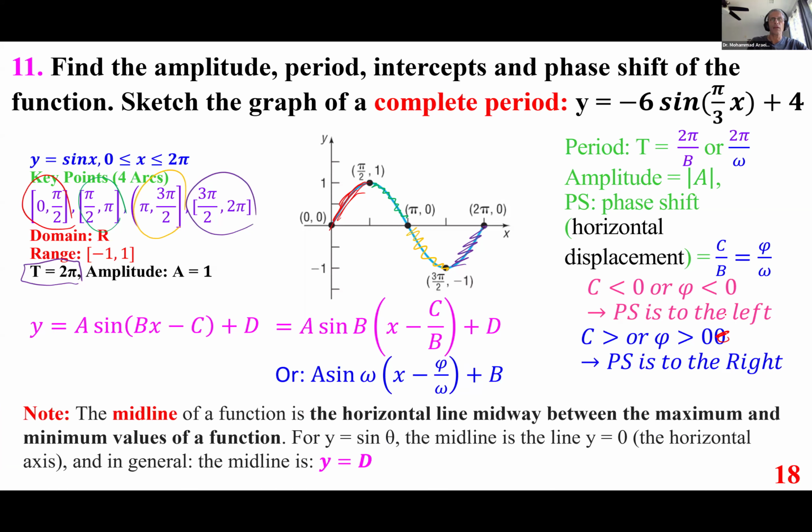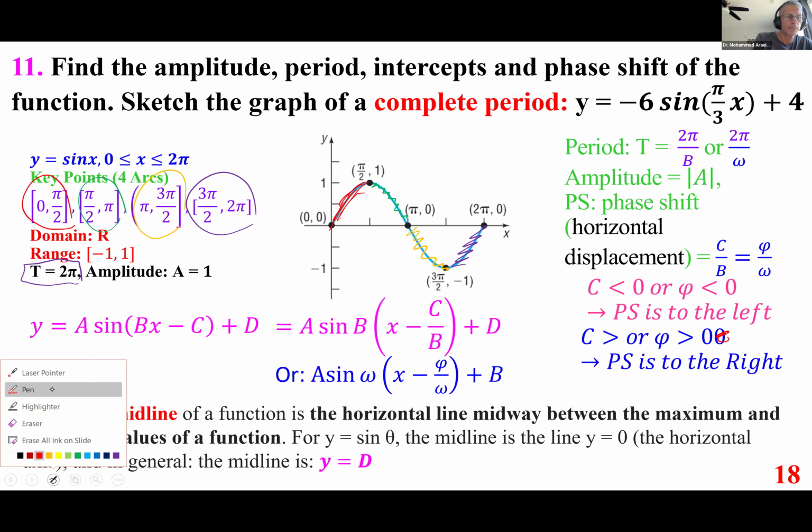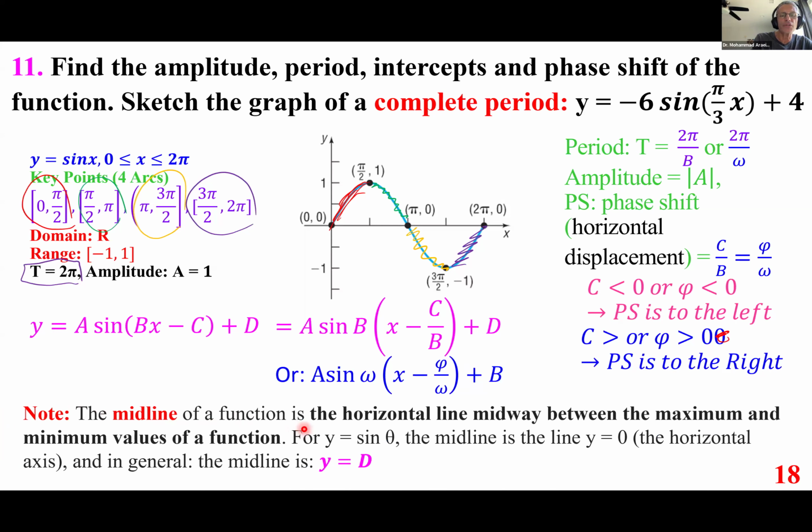Note, the midline of a function is the horizontal line midway between the maximum and minimum value of a function. For y equals sine theta, the midline is the line y equals 0, the horizontal axis. And in general, the midline has the equation y equals d, or p. You want to pay attention to this. So the terminology midline, in case you come across it, you know what that means.